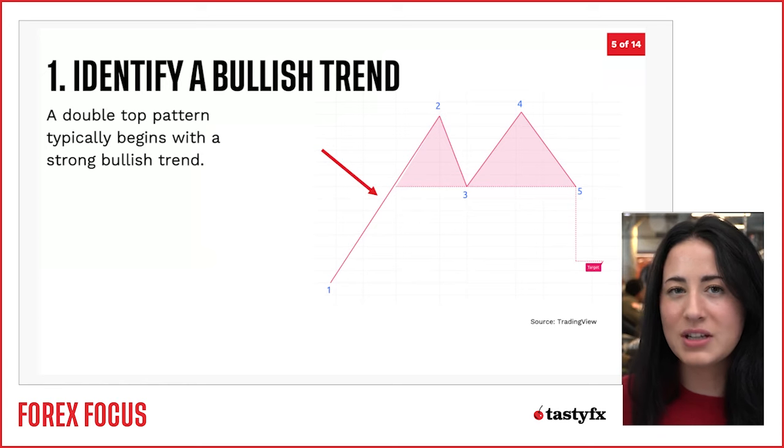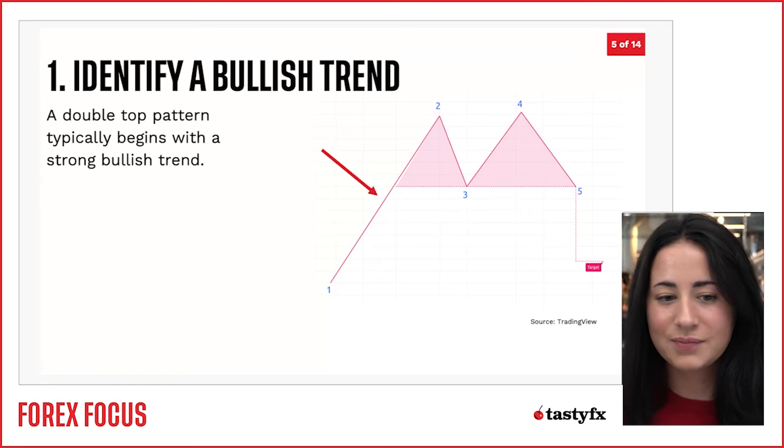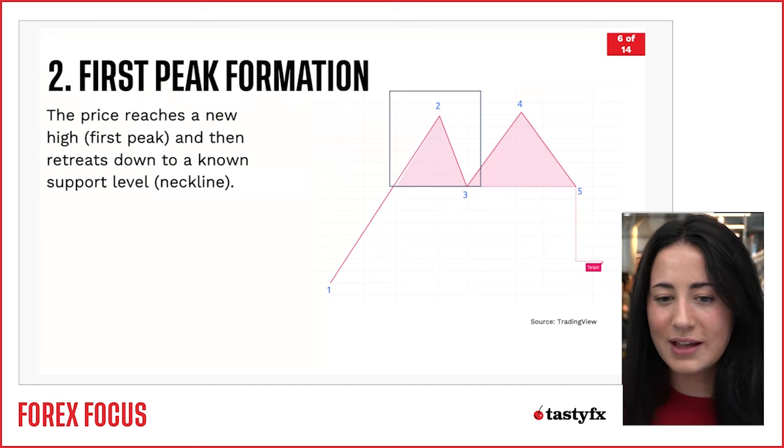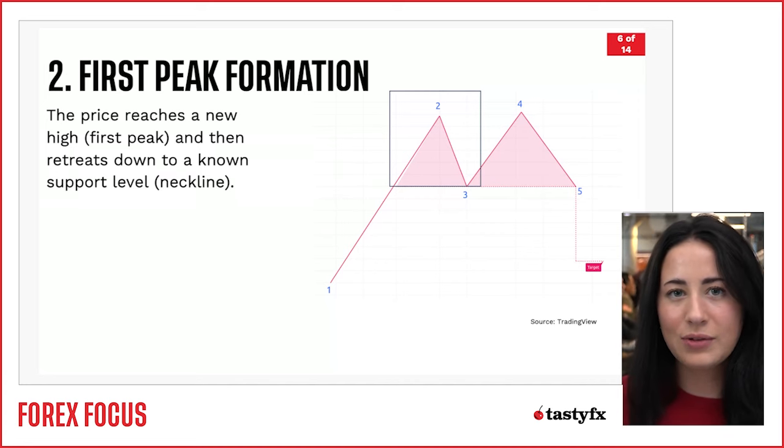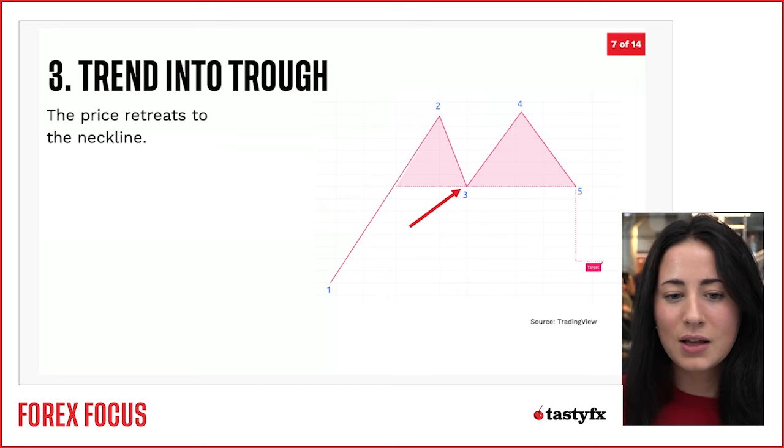The first step is identifying a bullish trend. A double top pattern typically begins with a strong bullish trend, as you'll see with this sharp incline here. Then there's the first peak formation that makes up the first part of this pattern. It reaches a new high and then retreats down to a known support level called the neckline. So like I just mentioned, the neckline. Here's what's important about it.